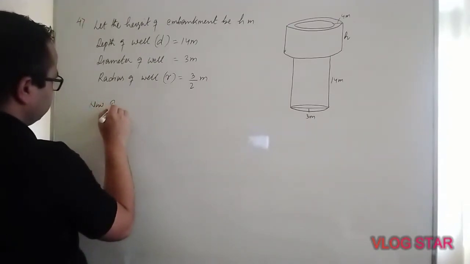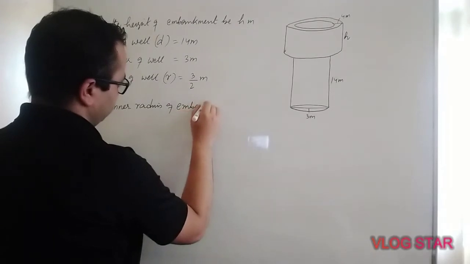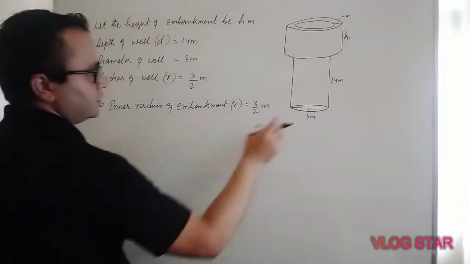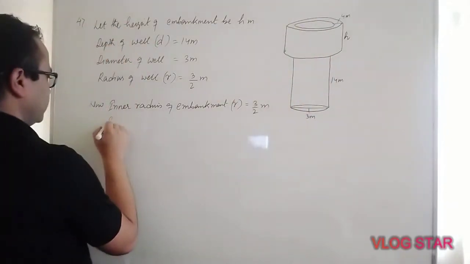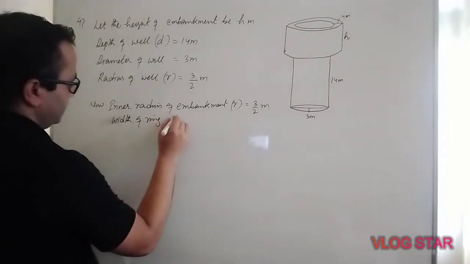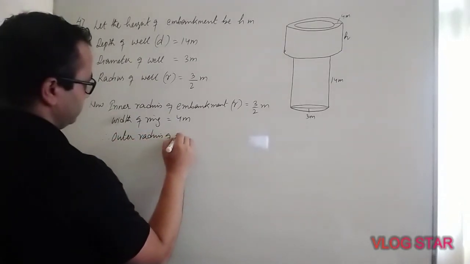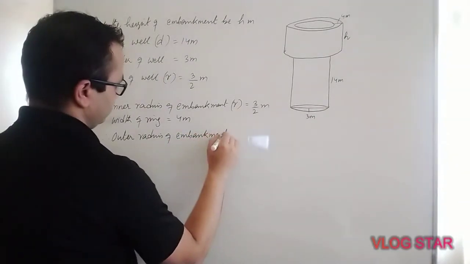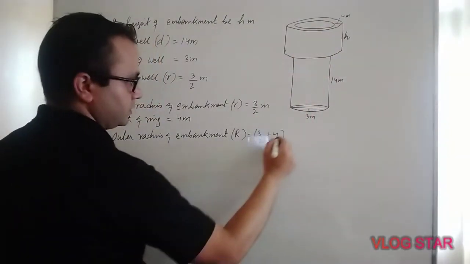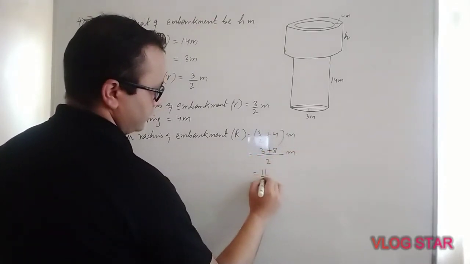Now the inner radius of the embankment is r, 3 by 2 meter. So the radius of the well and the inner radius of the embankment are the same. Outer radius: width of ring equals 4 meter. Therefore the outer radius of the embankment, capital R, equals 3 by 2 plus 4. Why 4? Because the width of the ring is 4 meter. So take LCM, it is 2. 3 plus 8 meter equals 11 by 2 meter.